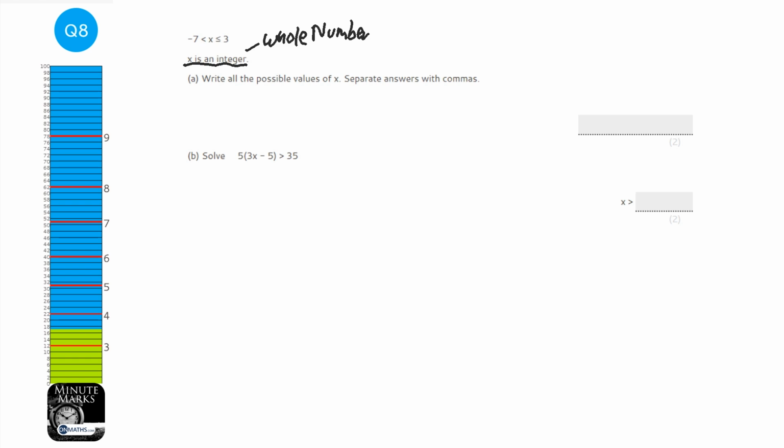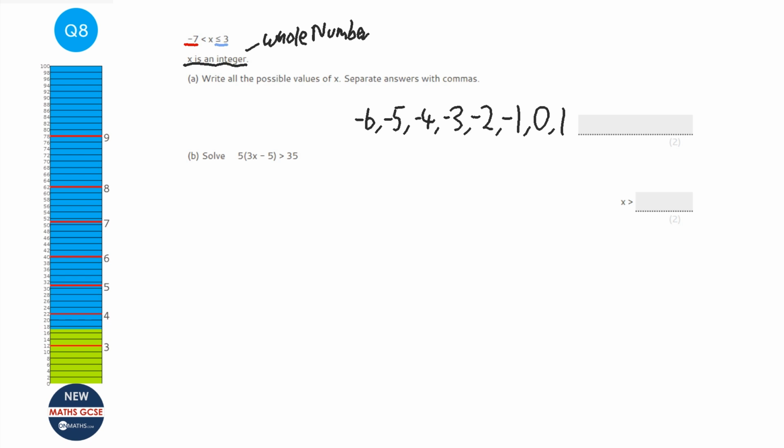Now, it says here x is greater than minus 7 and is less than or equal to 3. So when it asks you to write down all the numbers that's true for, let's have a think. If it's greater than minus 7, then it can't be minus 7. It can't be equal to it. So it's going to be minus 6, minus 5, minus 4, minus 3, minus 2, minus 1, 0, 1, and 2.